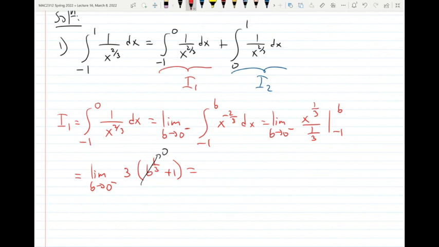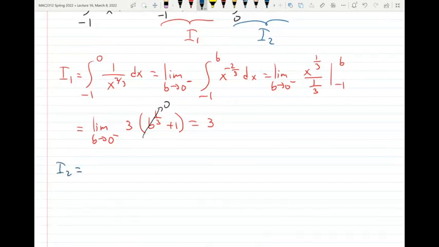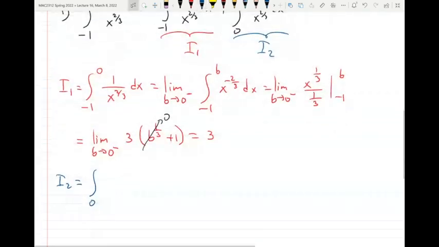Good. And another way to have realized that is our function is positive, right? Because x to the 2/3 is basically x to the 1/3 squared. So this quantity is always positive. So you're calculating an area here. There is no way that we can get a negative number. So we better get something positive. Good. All right. But we don't stop there. We need to go ahead and look at the other one, I2.